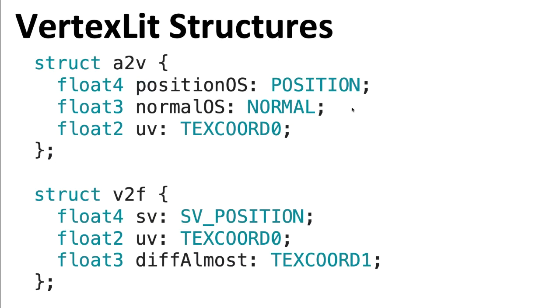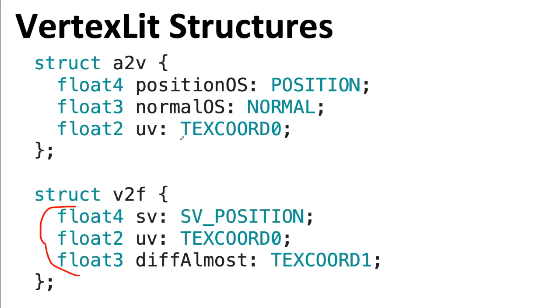So here are the structures that we're going to use. A2V is for passing information from the application side into the vertex shader. The vertex shader is going to compute some things for each vertex. Those will get interpolated and then get passed into the fragment, aka pixel shader.